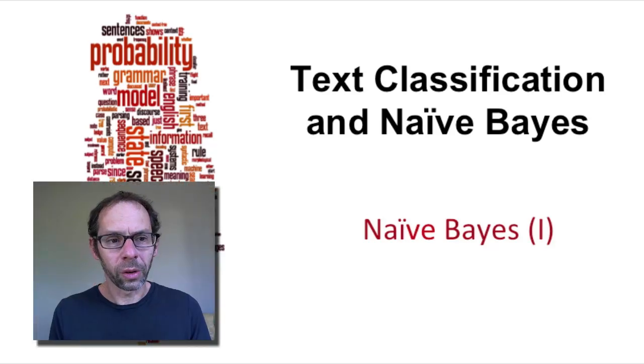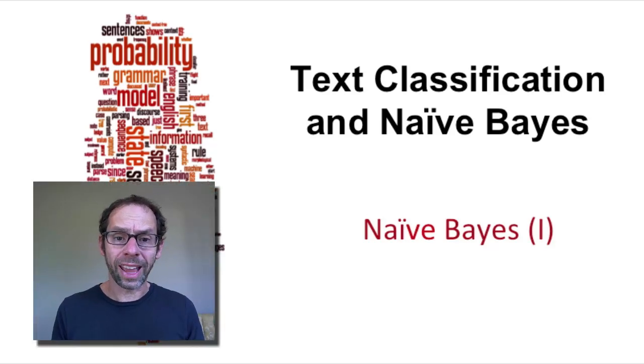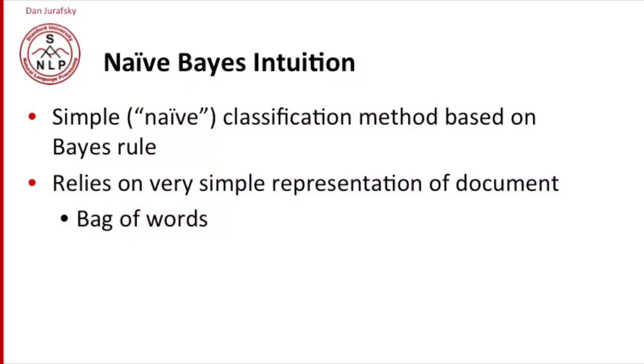The naive Bayes algorithm is one of the most important algorithms for text classification. The intuition of the naive Bayes algorithm is really quite simple. It's based on Bayes' rule, which we'll see in a second, and it relies on a very simple representation of the document called the bag of words representation. Let's see the intuition of the bag of words representation.